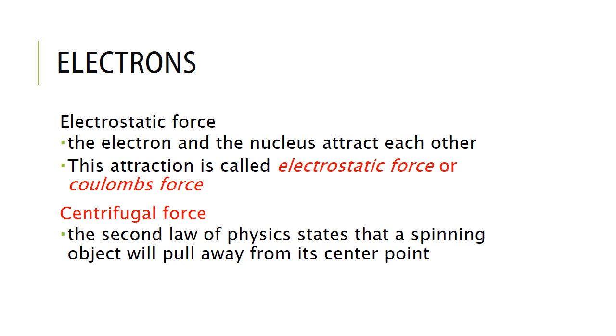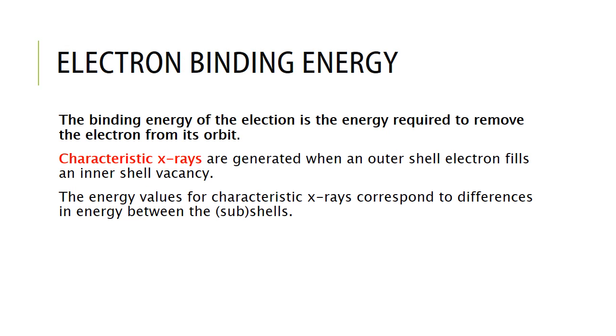Now these electrons again are attracted to the nucleus by that electrostatic force, or the Coulomb's force. So there's going to be energy required to overcome this electrostatic force in order to remove an electron from its shell. The energy required to liberate one of those electrons from that shell is called the electron binding energy.